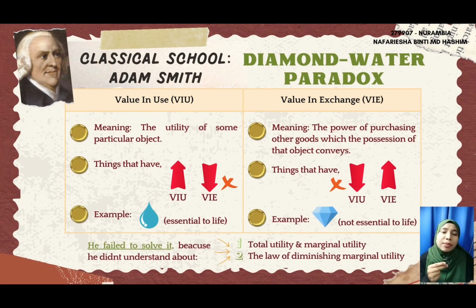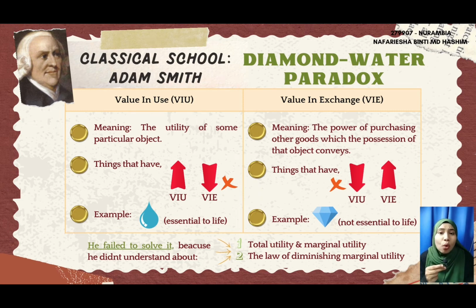Alright, we are going to discuss the diamond-water paradox in the classical school by Adam Smith. There are actually two types of value: value in use (VIU) and value in exchange (VIE). The definition of VIU, value in use, is the utility of some particular object, which means that things that have the greatest value in use frequently have little or no value in exchange at all.